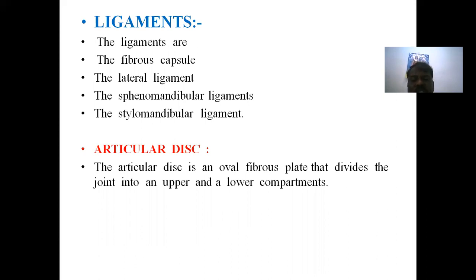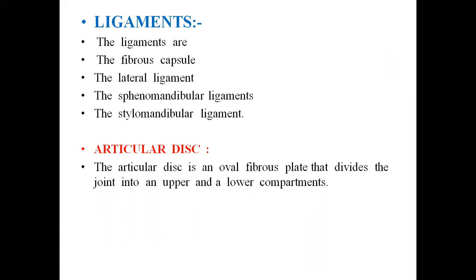The sphenomandibular ligament extends from the sphenoid bone, from the sphenoid tubercle, down to the mandible. Next is the stylomandibular ligament, from the styloid process to the mandible. These two, along with the lateral ligament and the fibrous capsule, all four give support to the temporomandibular joint.